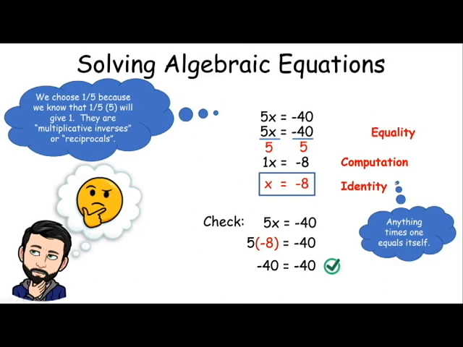I don't care which of those you use. I'll tend to alternate back and forth in my videos. Just make sure you understand that division is the same thing as multiplying by the reciprocal.